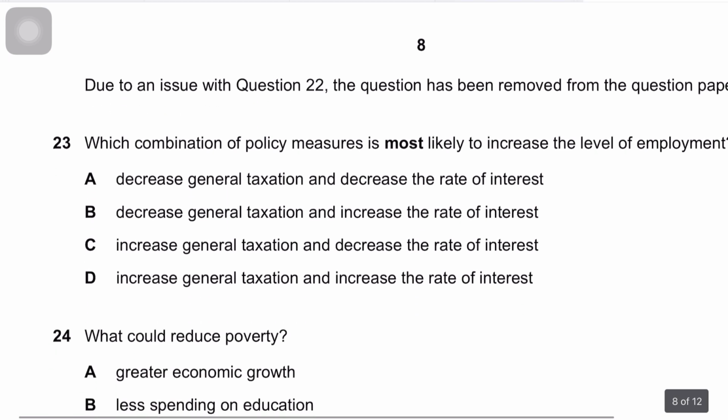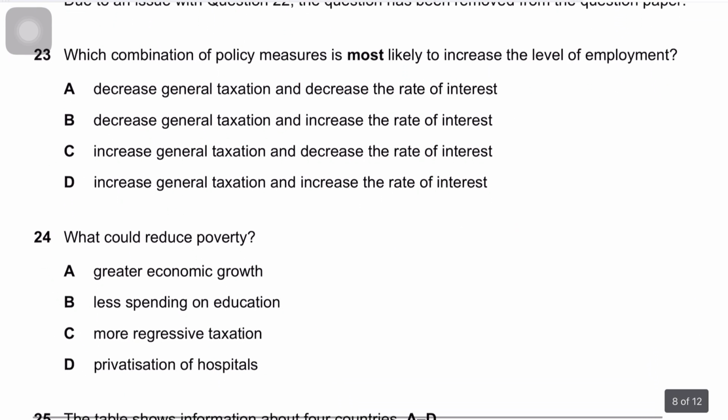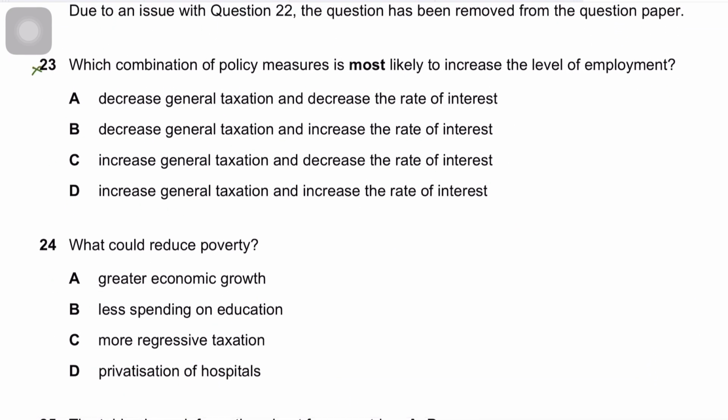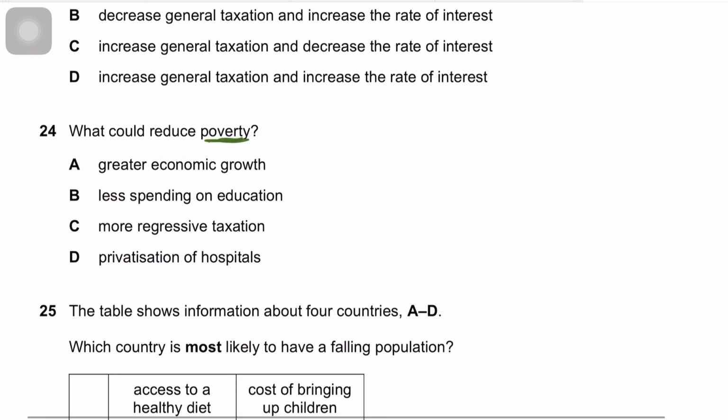Question number 22 has been removed, so we move to question 23. Again, question 23 was also repeated from variant 2, so that's already solved there. Question 24 says, what could reduce poverty? Greater economic growth definitely will reduce poverty, so I think this should be the answer.